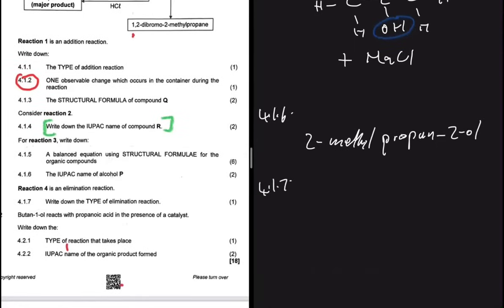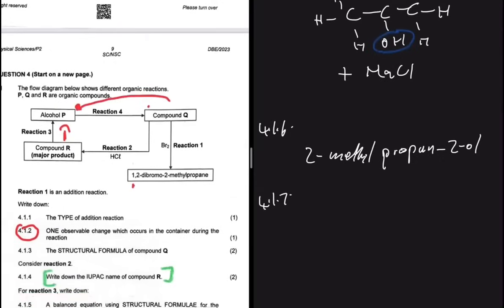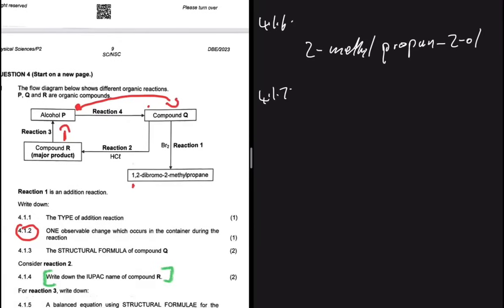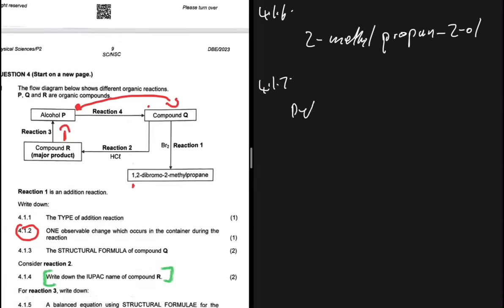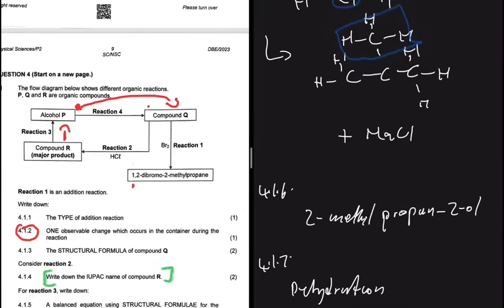4.1.7, we are looking for the type of elimination reaction in reaction 4. So we're starting with an alcohol and we're ending up with an alkene. That's dehydration. So we have dehydration. We're removing an OH and then H, right, to get that double bond, right?